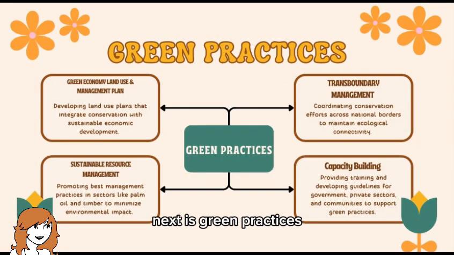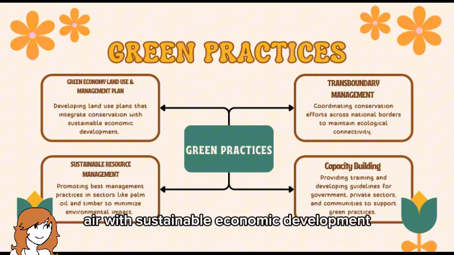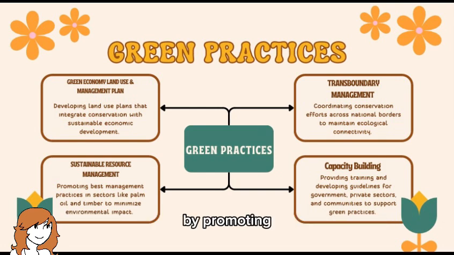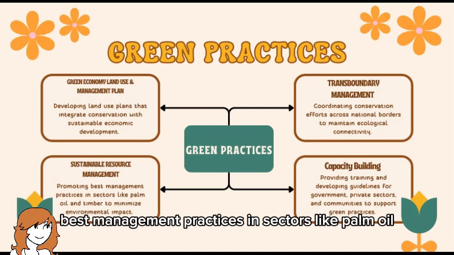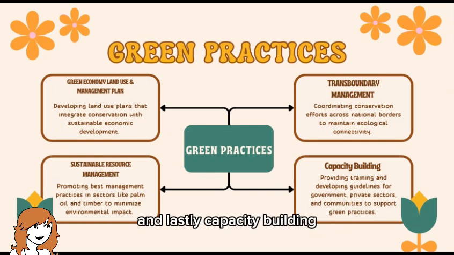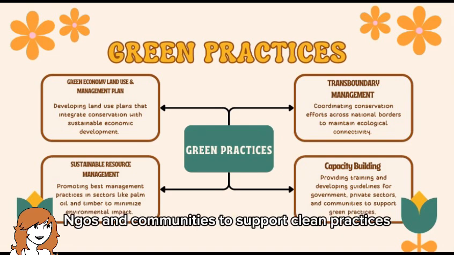Next is green practices. So the first one is green economy land use and management plan, by developing land use plans that integrate conservation with sustainable economic development. The second one is sustainable resource management, by promoting best management practices in sectors like palm oil and timber to minimize environmental impact. Third one is transboundary management, by coordinating conservation efforts across national borders to maintain ecological connectivity. And lastly, capacity building, by providing training and developing guidelines for government, private sectors, NGOs, and communities to support green practices.